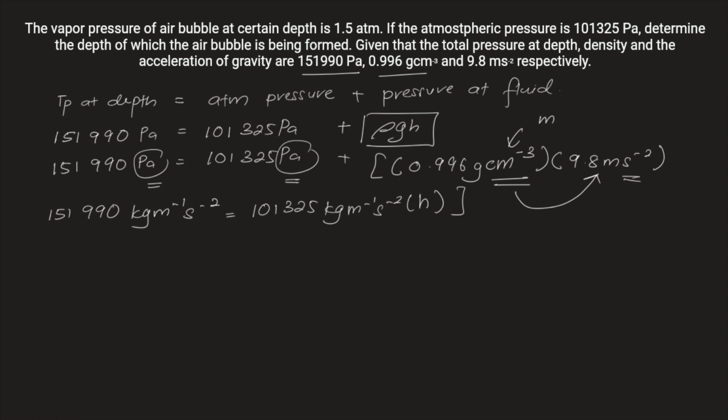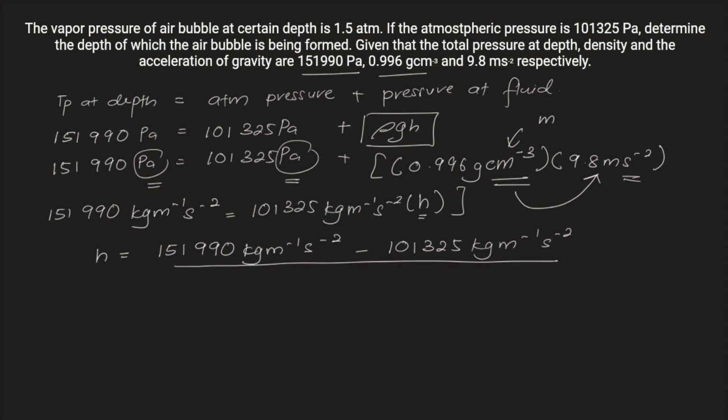Alright, so we are going to rearrange this because what we want to calculate is the value of h. So h is equivalent to 151,990 kilogram per meter per second squared minus 101,325 kilogram per meter per second squared, divided by your rho g. So this one you need to convert first. So after converting, you should get 9.7608 times 10 to the power of 3 kilogram per meter squared per second squared.